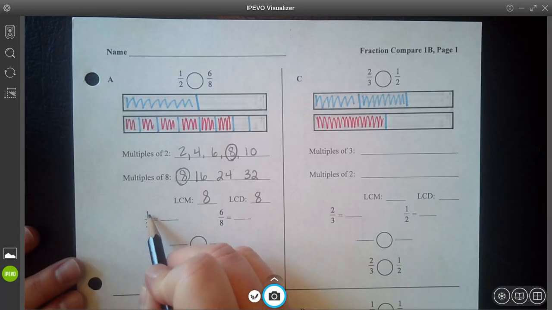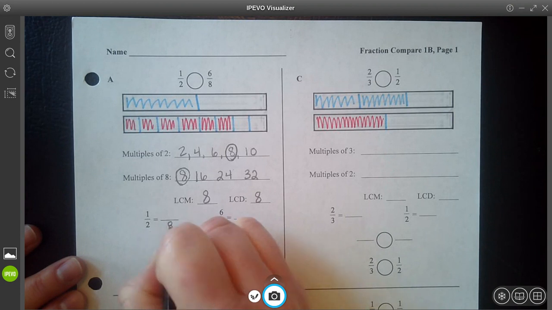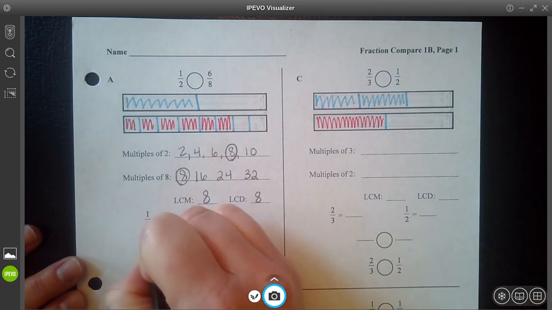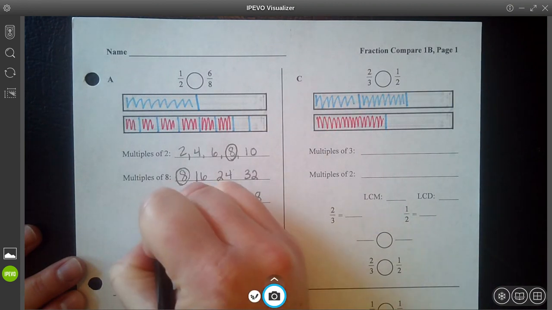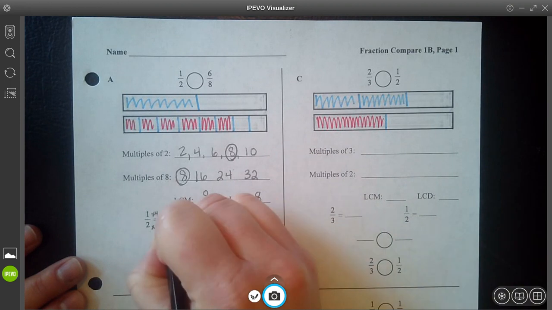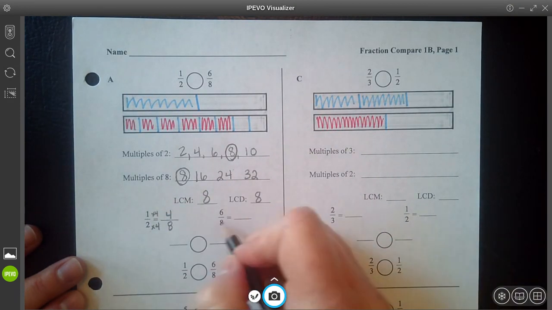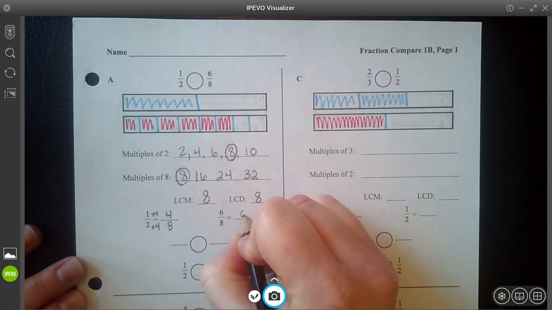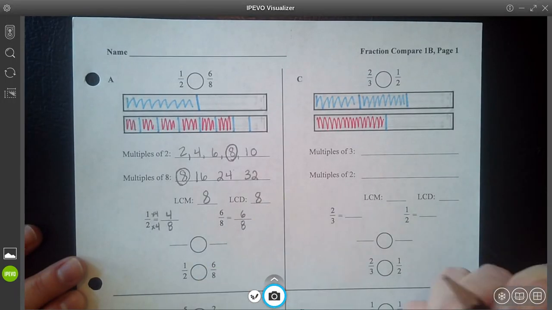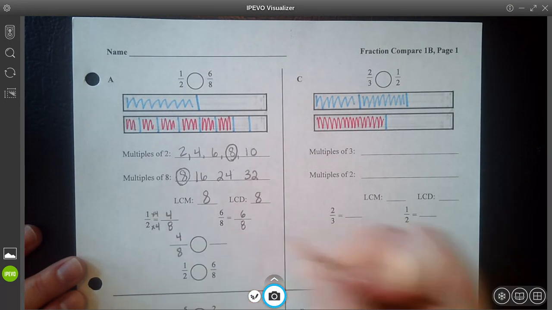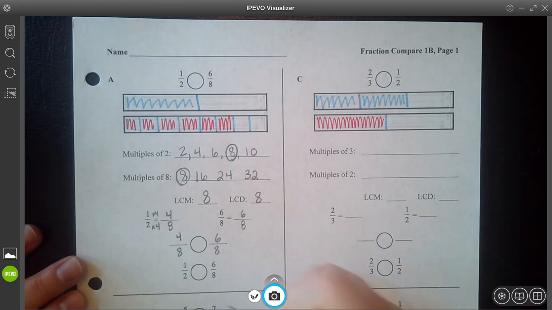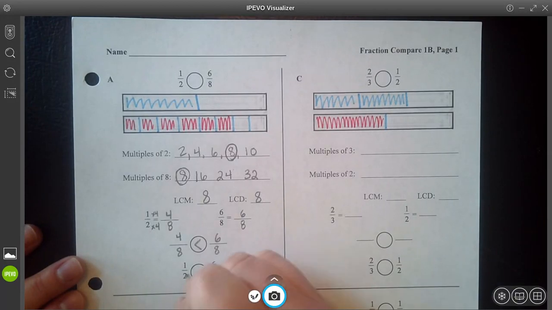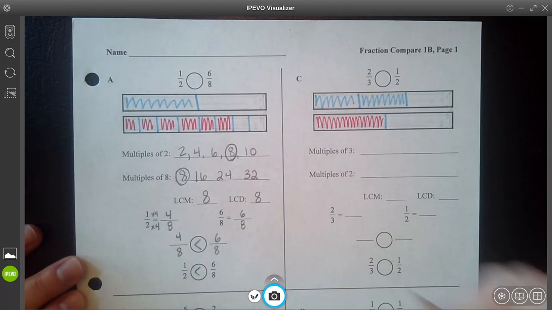So let's turn 1/2 into 8s. Well, 2 times what equals 8? 2 times 4 is 8. So if I multiply the denominator by 4, I'm going to multiply my numerator also by 4. 1 times 4 is 4. And 6/8, well, guess what? That's already 8. So 6/8 is 6/8. So we have 1/2 is the same thing as 4/8, and 6/8 is the same thing as 6/8. Which is bigger? 6/8. So we can say that 4/8 is less than 6/8. Therefore, 1/2 is less than 6/8.